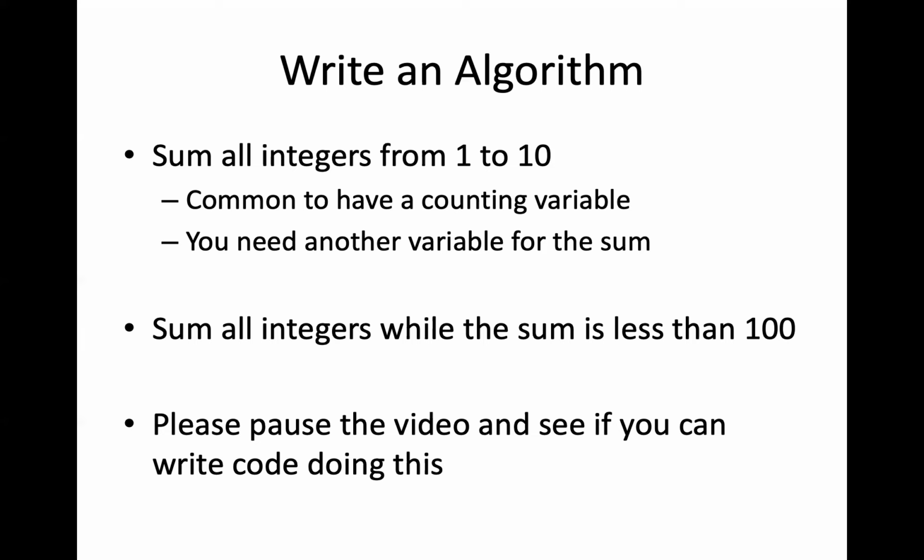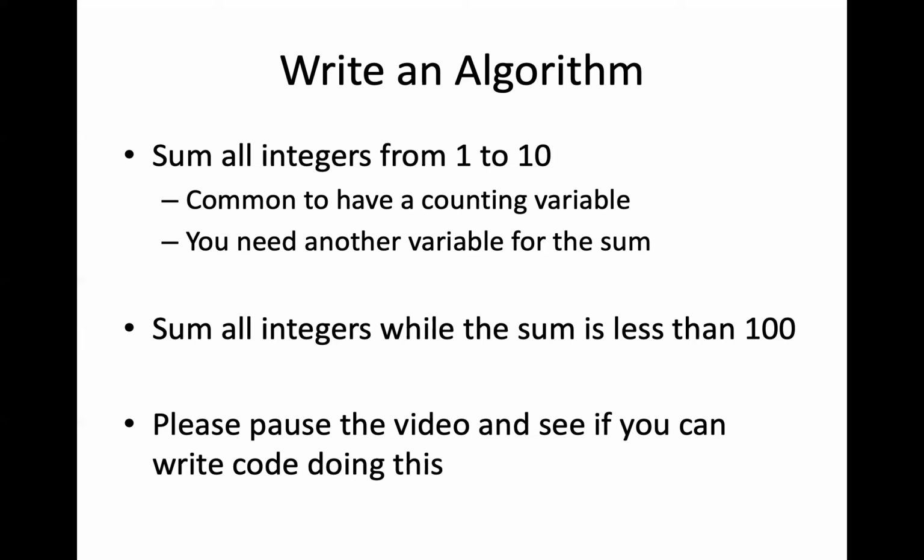And so there's a trick we're going to use here that is important, and we use it an awful lot while programming. And so I want you to just start internalizing it and start getting used to it. We're going to have two different variables in the algorithm that we write. One of them is going to count up from 1 to 10, and the other one is going to keep a running total of the sum.